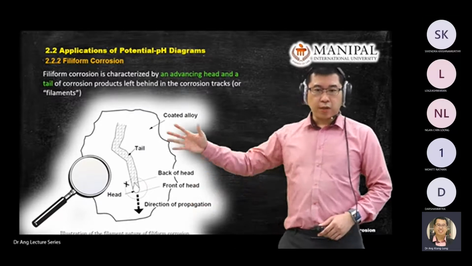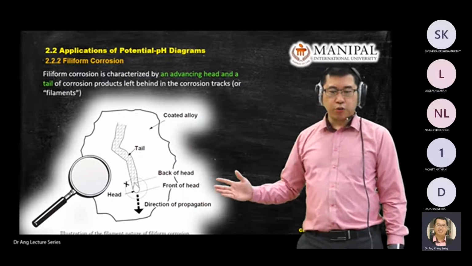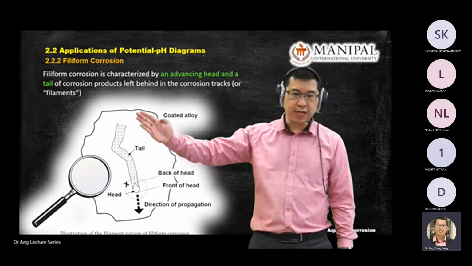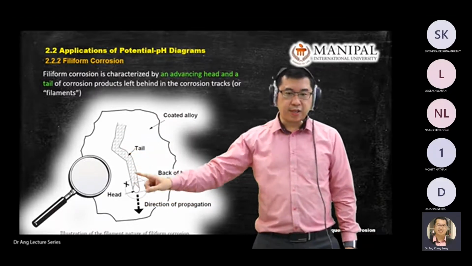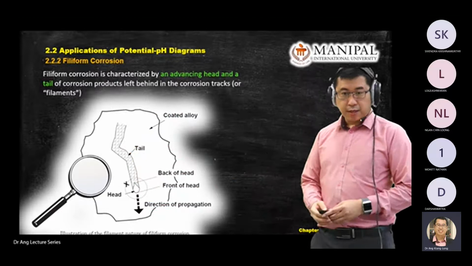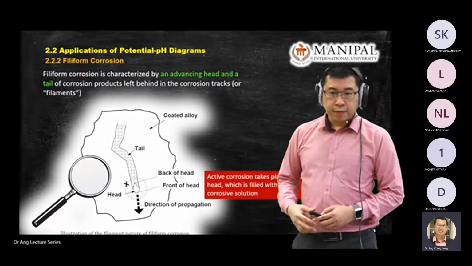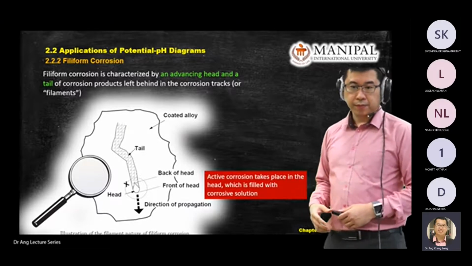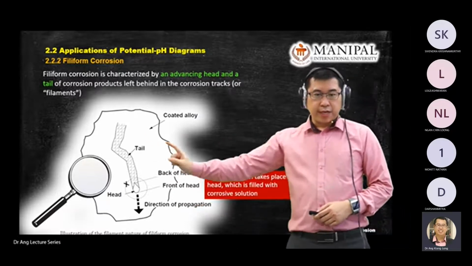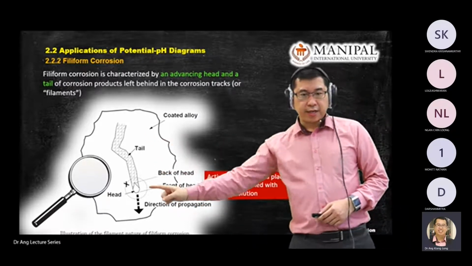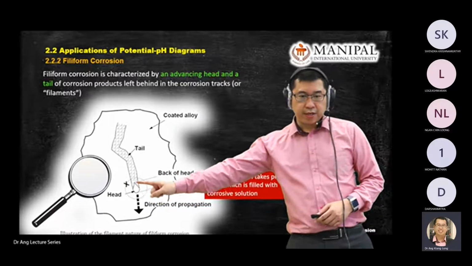Okay, have a look at this diagram. Later I will show you the dissection of this one. We will cut across this one and see from the side what happened under the head or inside the tail here. Memorize this one. This is just an add-on. Between the head and the tail, the active region or active corrosion area is this one.